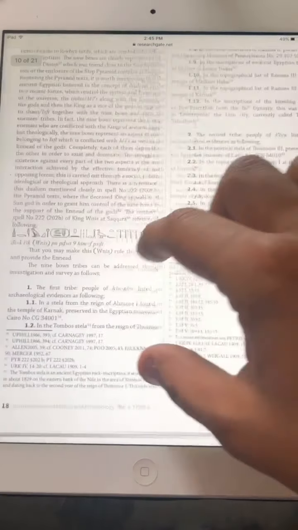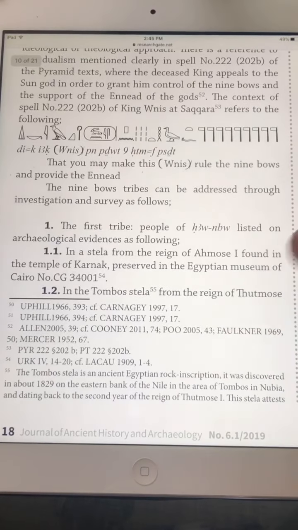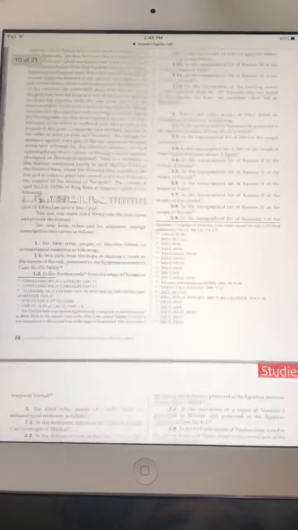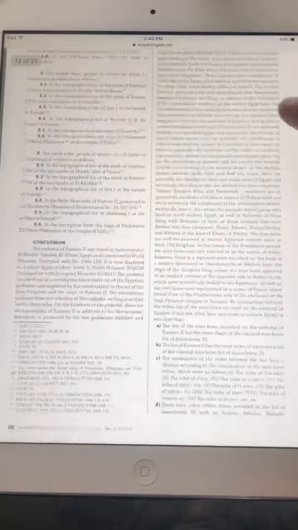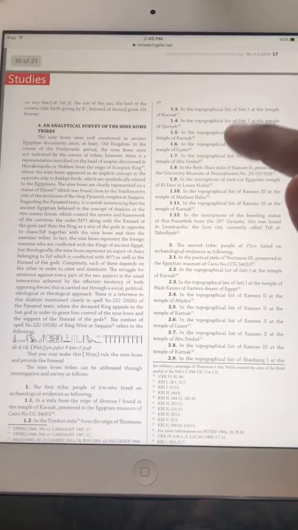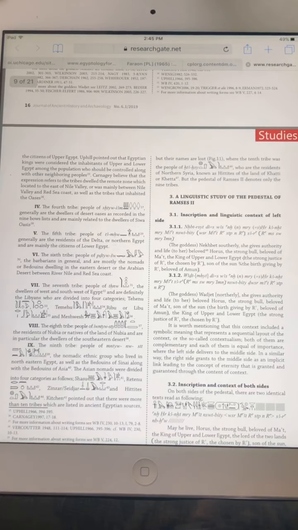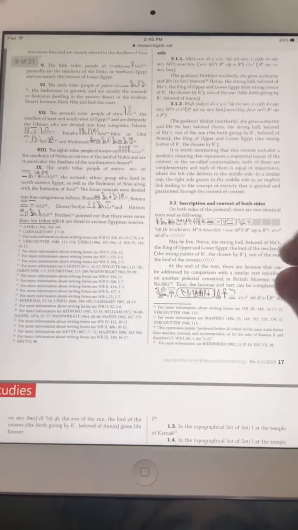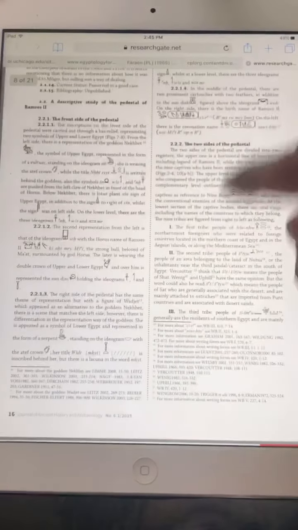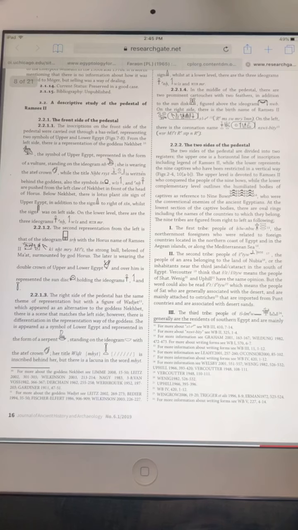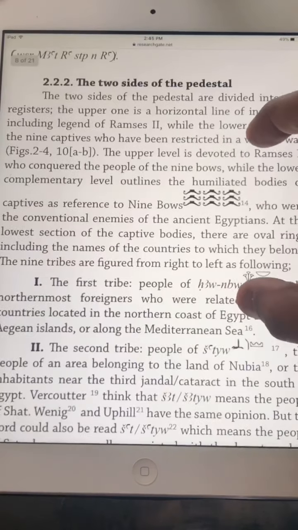So here they are. We're going to go through the enemies. I'm going to make sure first I find the hieroglyphs for it. No, we're too far down. The 9 enemies are right over here. All right, so we're going to start with the 9 enemies from over here.